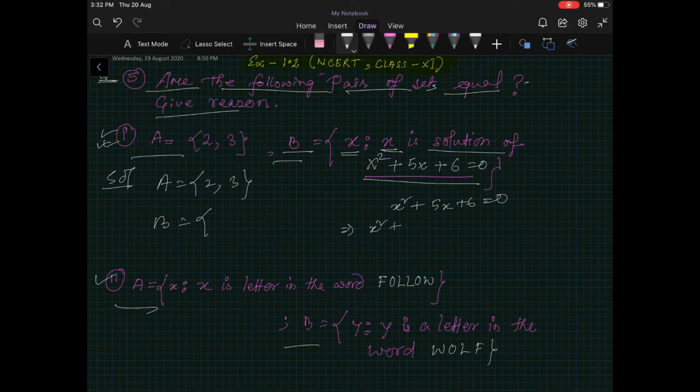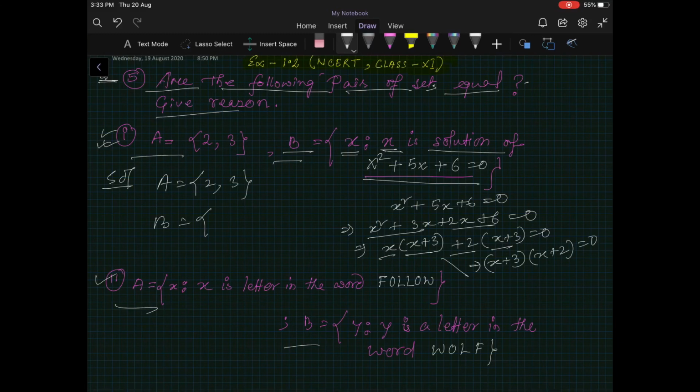So x square plus 5x plus 6 can be written as x square plus thrice x plus twice x plus 6 equal to 0. From these two we can take x common, then we get x plus 3, and from these two we get 2 common, so x plus 3 again. Now x plus 3 can be taken as common, so here x plus 3 into x plus 2 is left, so this is x plus 2, equal to 0. What does it mean? It means either x plus 3 is equal to 0 or x plus 2 is equal to 0, and these two imply that x is equal to minus 3 or x is equal to minus 2.